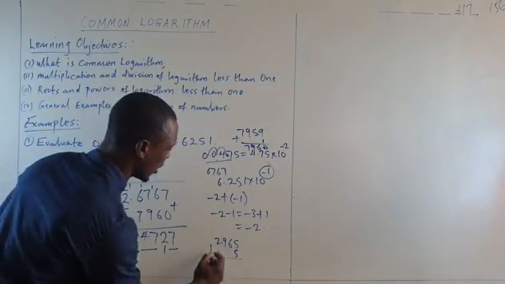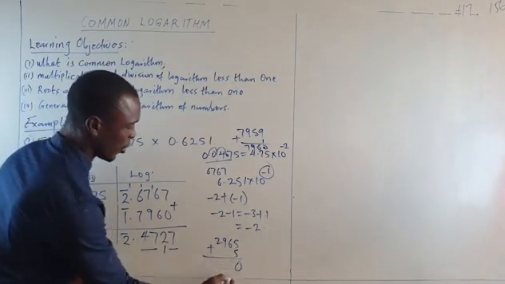Difference of 7 is 5. So difference of 7 is 5. 47 under 2. Difference of 7, that is 5. So it's 5. We are going to add it together as well.